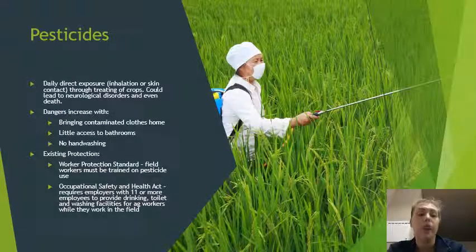So agricultural workers are typically exposed to pesticides on a daily basis. It's normally through direct exposure via inhalation or skin contact. And this is typically because they're treating the crops at the farms they're working on. A lot of this exposure actually has a lot of negative health impacts. It could lead to neurological disorders, respiratory illness, and even death.